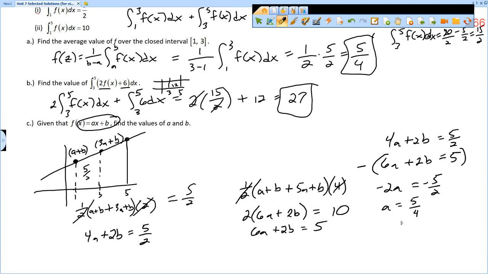If a is 5 fourths, then let's find b. Let's take that first equation, 4 times 5 fourths plus 2b equals 5 halves. 4 times 5 fourths is just 5, so I'm going to subtract 5. So 2b is 5 halves minus 5, or minus 10 halves, so that'd be negative 5 halves. And so I'm going to divide by 2, so I get negative 5 fourths. So a is positive 5 fourths, b is negative 5 fourths. That is problem number 25.